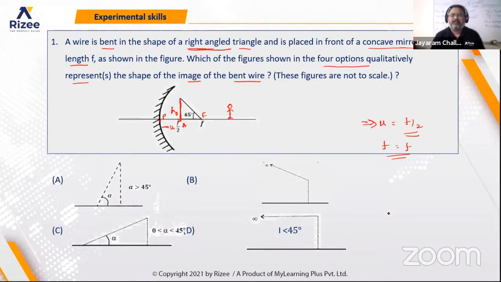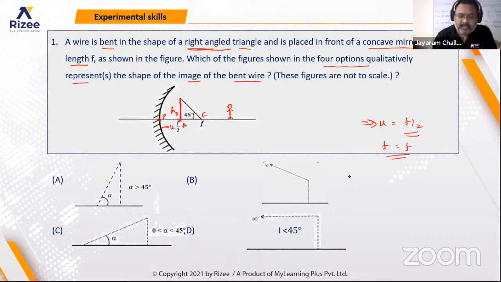Fine. So from this, what will be your image distance? Where will the image fall? Your object is within the pole and the focus, so the image will be virtual, erect, and magnified.